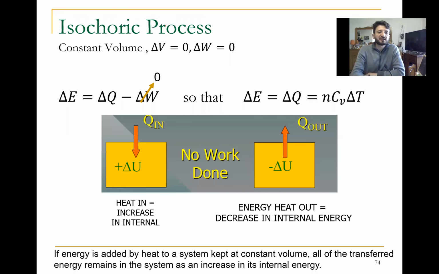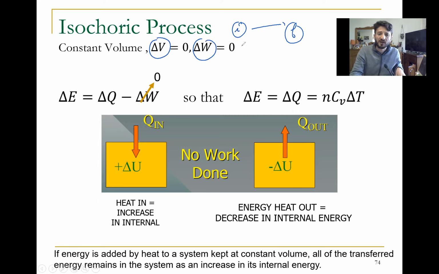The first case, isochoric process. In this case, we have a constant volume. We go from the initial state to the final state. V initial equals V final. As we have a constant volume, delta V equals 0, and you know work equals the integral of P dV. So dW equals 0.